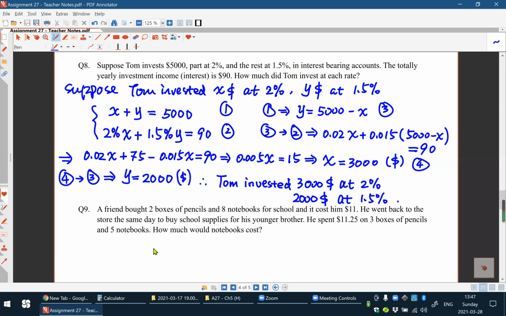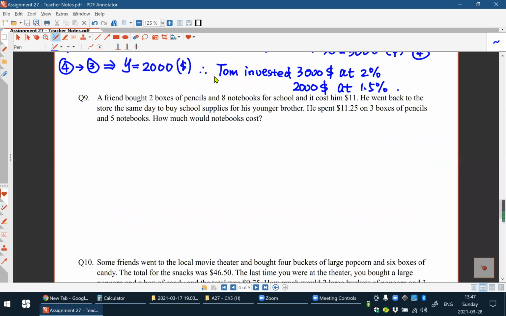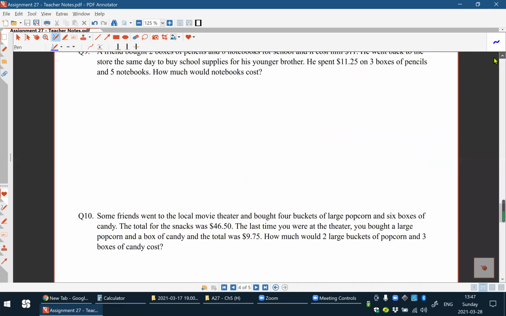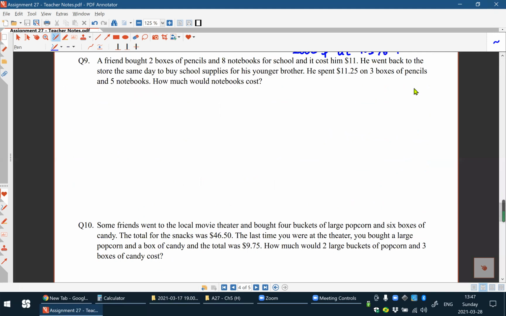No? Okay, if you have no questions, let's look at question 9. A friend bought 2 boxes of pencils and 8 notebooks for school, and it cost him $11. He went back to the same store the same day to buy school supplies for his younger brother. He spent $11.25 on 3 boxes of pencils and 5 notebooks. How much would the notebook cost?